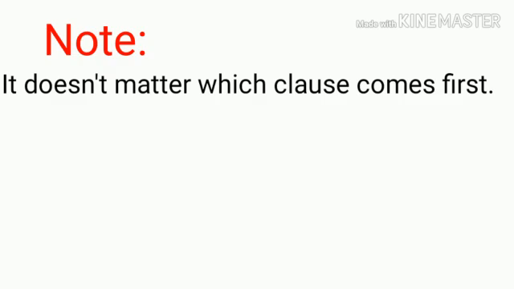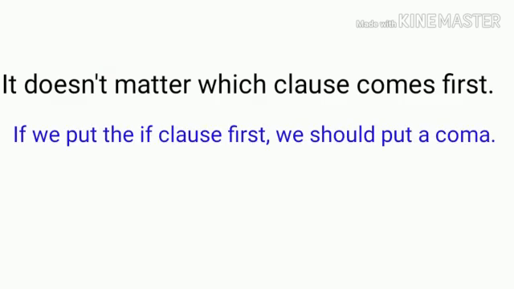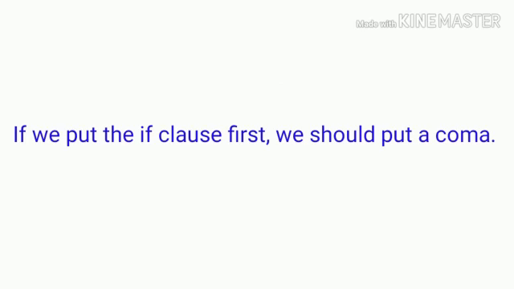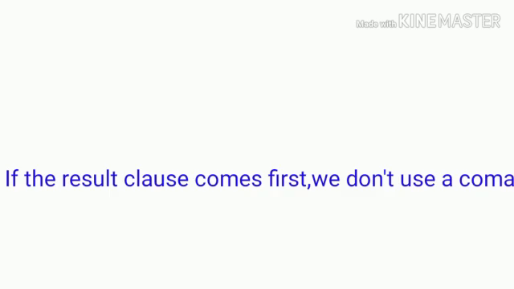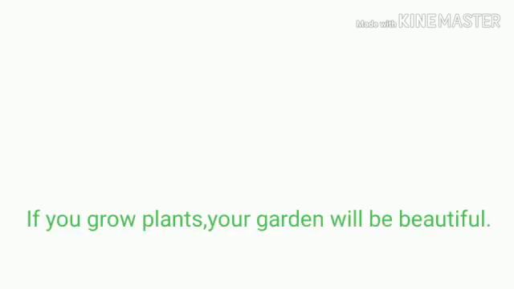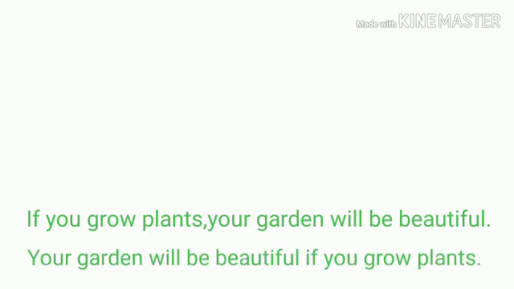Note: it doesn't matter which clause comes first, but if we put the if clause first, then we use a comma. If the result clause comes first, we don't use a comma. For example, if you grow plants, your garden will be beautiful. Here we put a comma after the if clause. If you grow plants, comma, your garden will be beautiful. Your garden will be beautiful if you grow plants. Here we started with the result clause, so we don't need to put a comma.